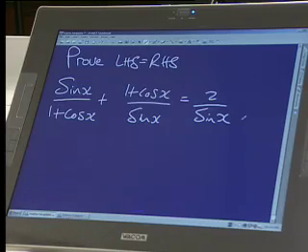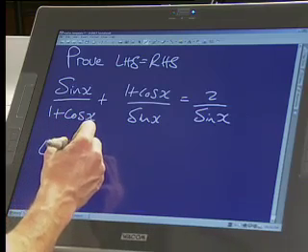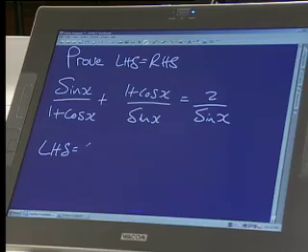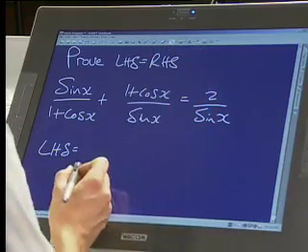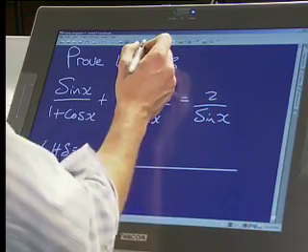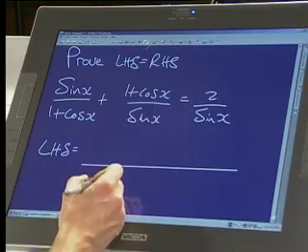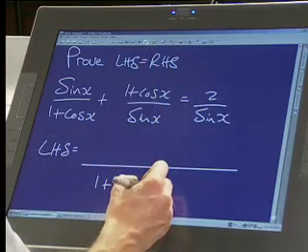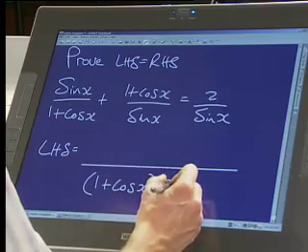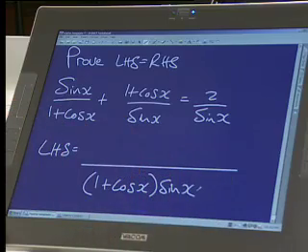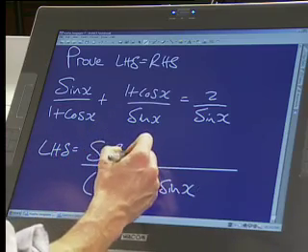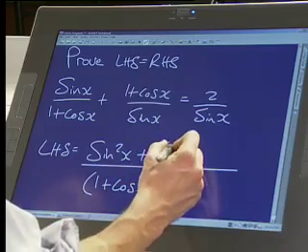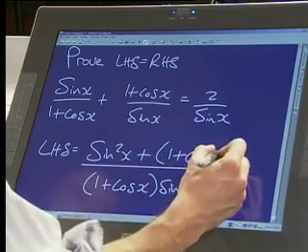Which side do I start with? The left-hand side. Okay, and what do I do with it? Make the denominators common. What are the denominators? There's 1 plus cos x, and there's a big denominator. What is the denominator on the bottom? It's 1 plus cos x times sin x. I like it. Now what do you have on the top? Sin squared x and 1 plus cos x to the power of 2. Okay, well done.